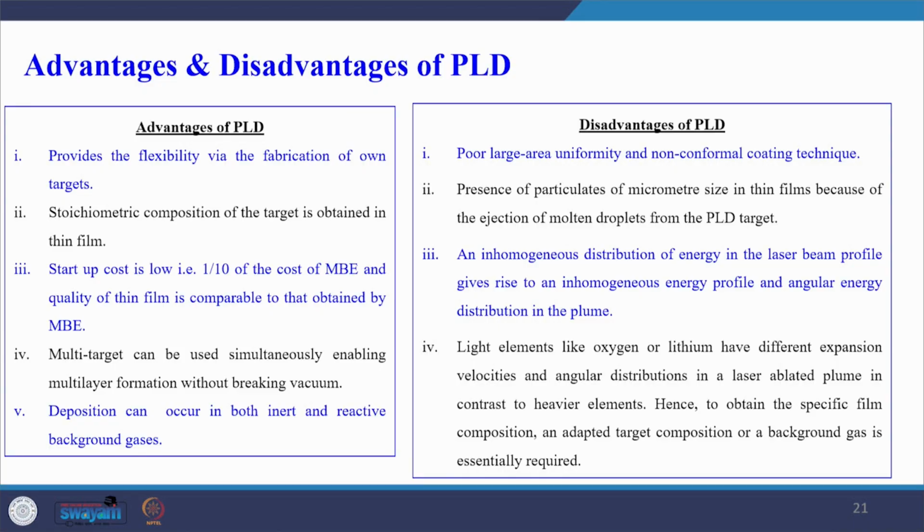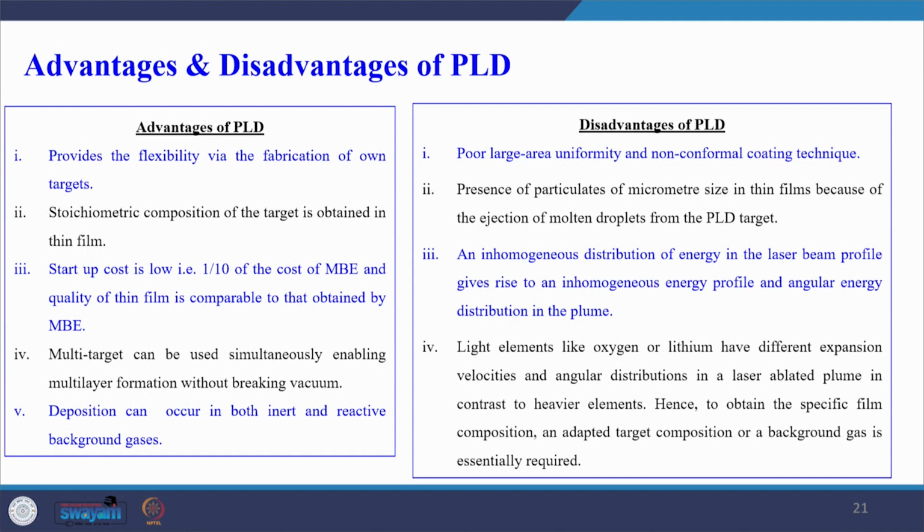Then the target substrate distance also, because one has to optimize this target substrate distance. If the distance is too large, too long, then the material will not finally reach the substrate, but if this distance is very small, then this plasma plume can de-ablate the material. Now, finally, I will come to the advantages and disadvantages of the pulsed laser deposition technique.